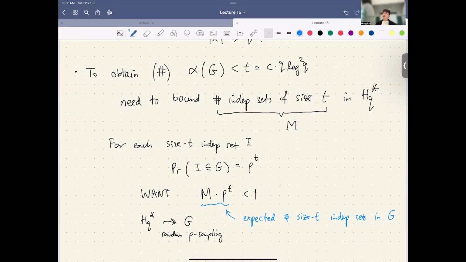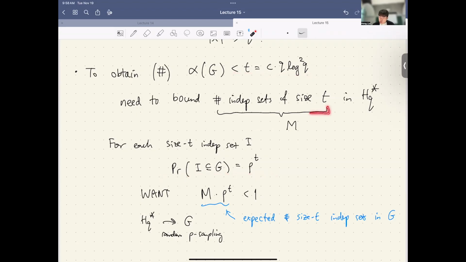But this must be an integer. Strictly less than 1 means 0. There's no independent set of size T. Oh, that's exactly what we need. Alpha of G is strictly less than T. So all we need to, there's nothing to do here. P to the T is P to the T. We know what T is.